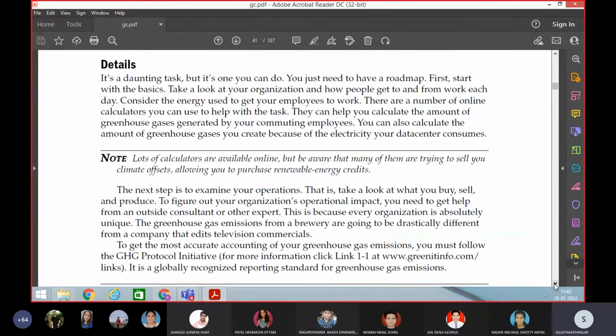Tracking carbon dioxide in a big company is not very easy. It is a daunting task, but it's one you can do. You just need to have a roadmap. Roadmap means where you need to start and where you need to end. So first start with the basics. Take a look at your organization and how people get to and from work each day. How are your employees coming to your office?